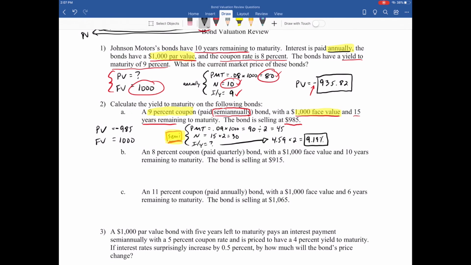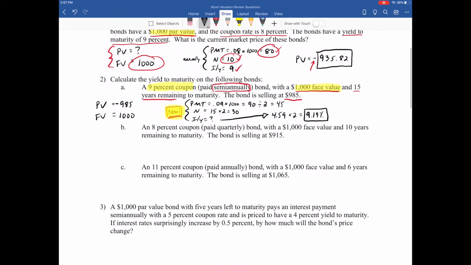So that is my required return based on the given price and the different features of this bond. Looking at part B, once again, same setup except different features of the bond. And once again, we are solving for the yield to maturity. So I have present value, future value, payment, N, and IY.